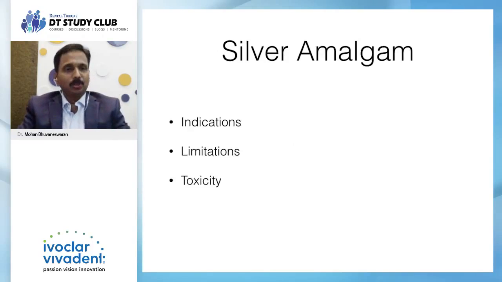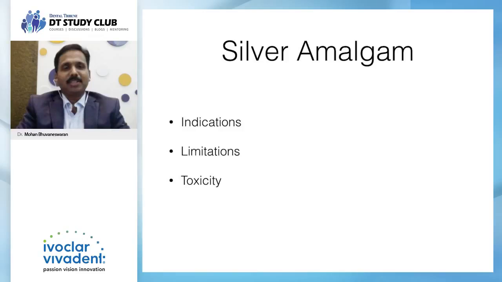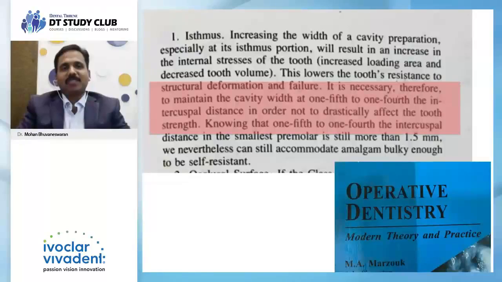Then coming on to each material, first we would love to discuss silver amalgam, then glass ionomer, then the composite. Silver amalgam: the indications, the limitations, and the hype I would call toxicity. Coming on to the indications, actually, I love silver amalgam, to be very frank. Why? If you take any examination, even the overseas examination, the first exercise should be a silver amalgam, because that is when the dexterity of the dentist is seen beautifully. But there are some limitations with regard to indications.